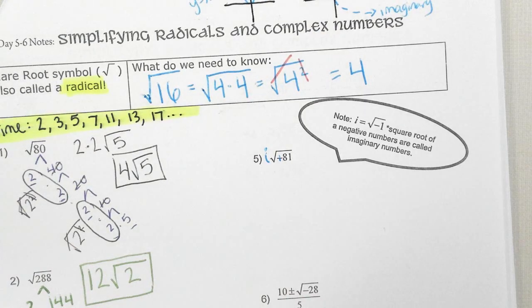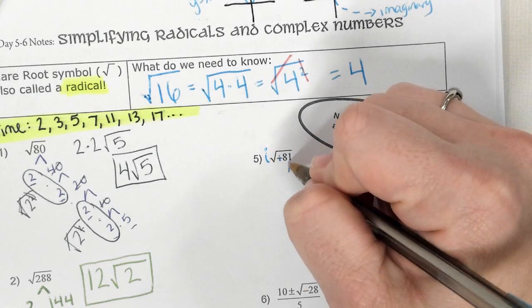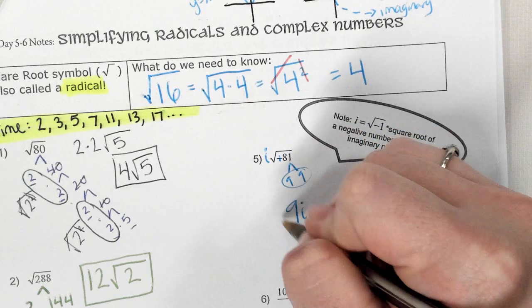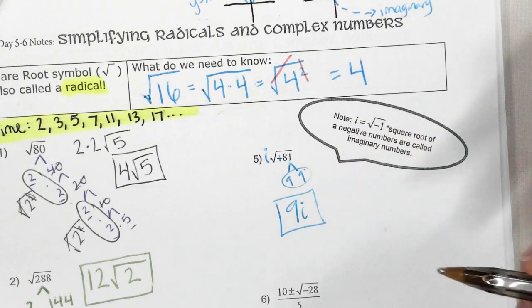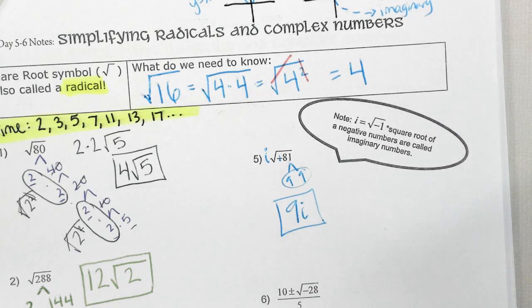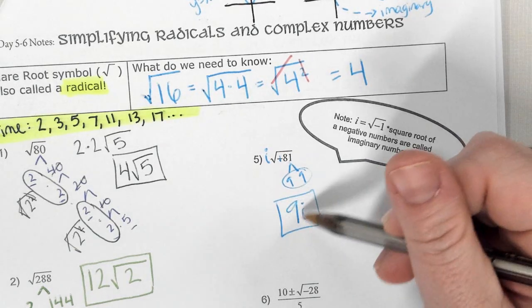Yes. Now, what's the square root of 81? 9, because 9 times 9 is 81. That matches. I have no leftovers, so it's just 9i. Now, proper form is to put your i behind your coefficient, just like x.